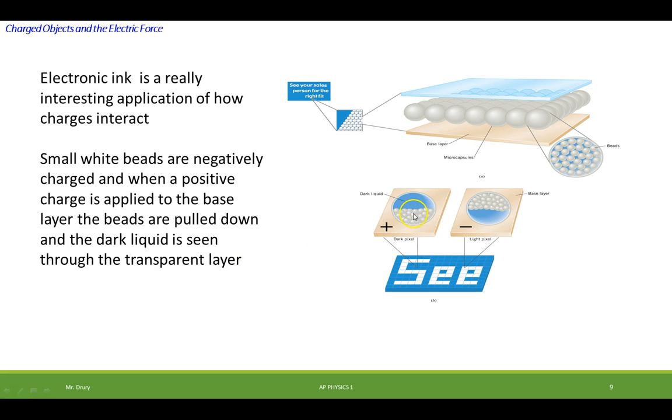Inside each of these beads is a dark liquid and small beads that are negatively charged. If we charge the bottom plate positively, then you'll see dark liquid on top because the negative beads are attracted to the positive plate, and you get a dark image. If you charge the plate negatively, it chases away the negative beads and you see white, and so you get the white letters. So that's an interesting application of attractive and repulsive forces with electric charges.